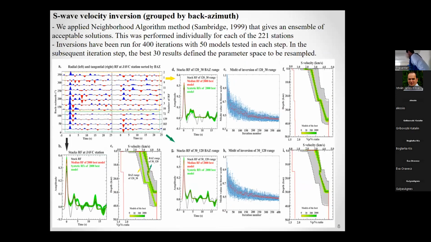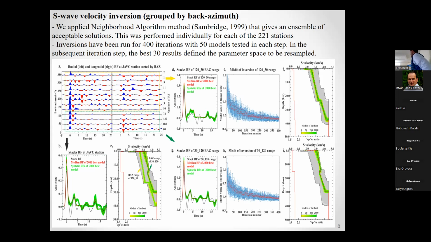Because the main work of the PhD was the receiver function inversion, where we applied the neighborhood algorithm method. This was performed individually for each of 221 stations. The basic idea was back-azimuthal grouping. We sorted the receiver functions by back-azimuth and binned every 30 degrees. If the Ps and the other multiples arrive at the same time, we use only one stack beneath the station, and we used only one stack during the inversion.